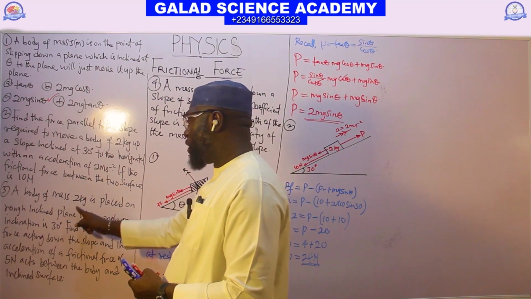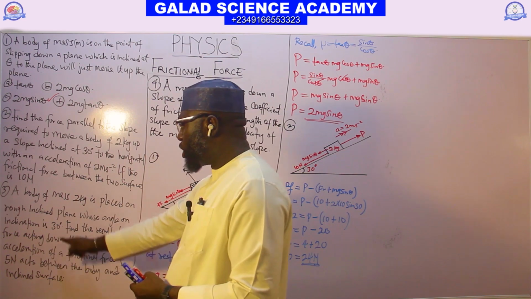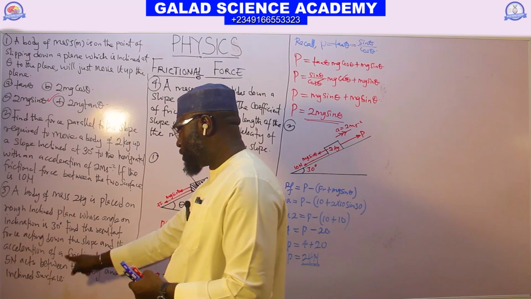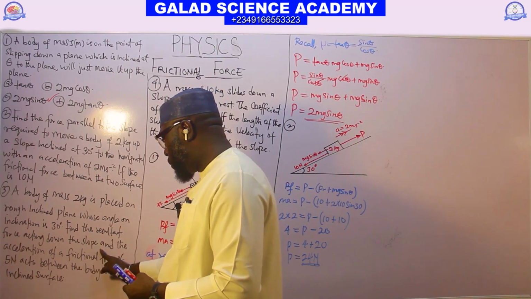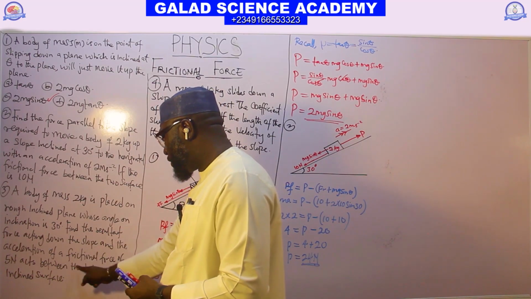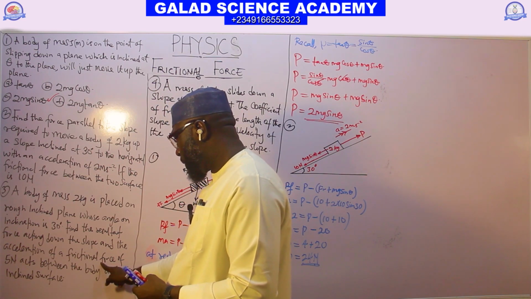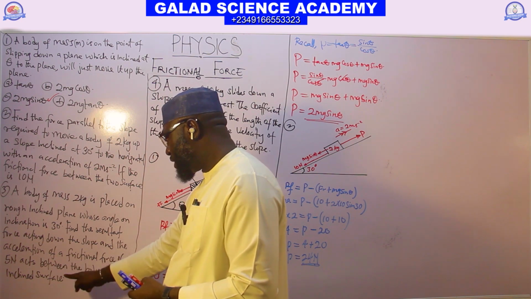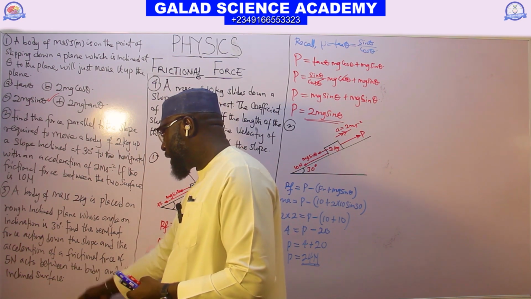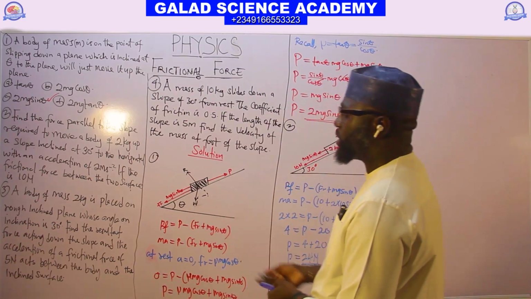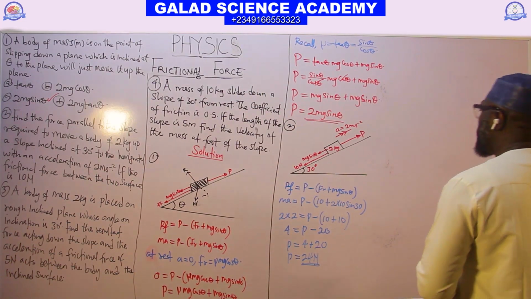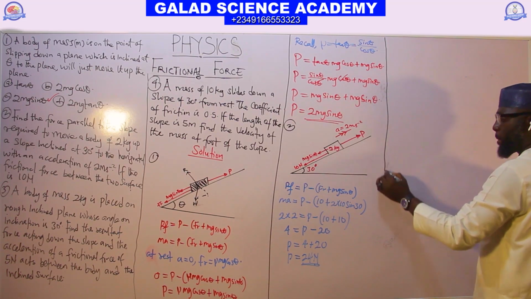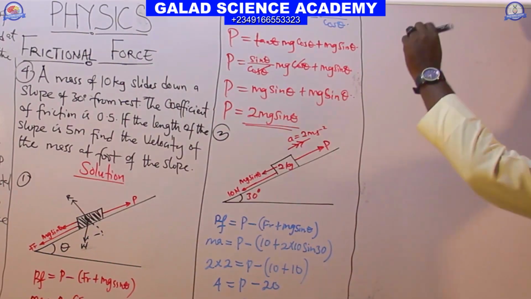The third one: a body of mass 2 kg is placed on a rough inclined plane whose angle is 30 degrees. Find the resultant force acting down the slope and the acceleration, with a frictional force of 5 Newton between the body and the inclined plane. Let's solve the third question too. Question number 3.